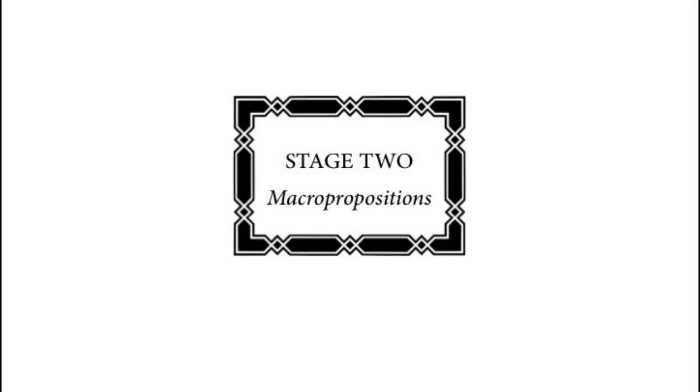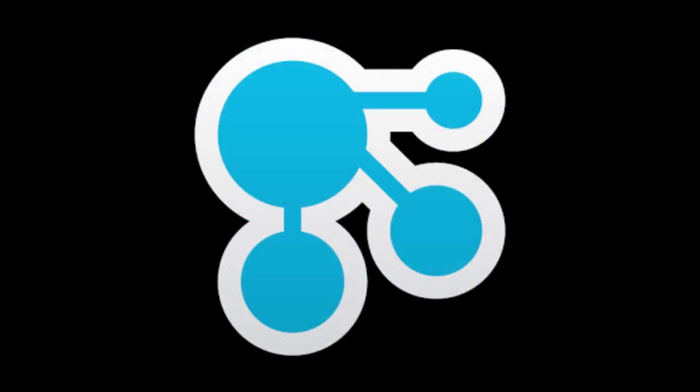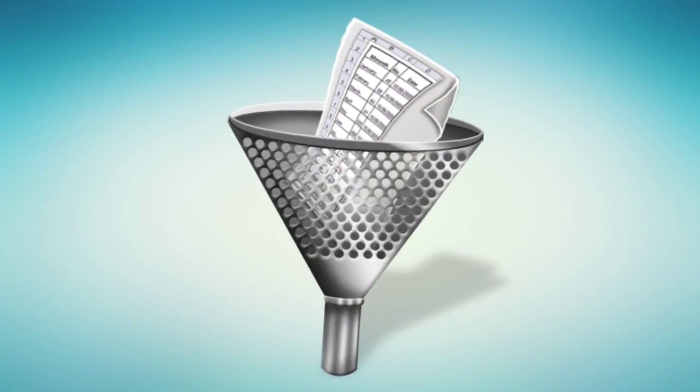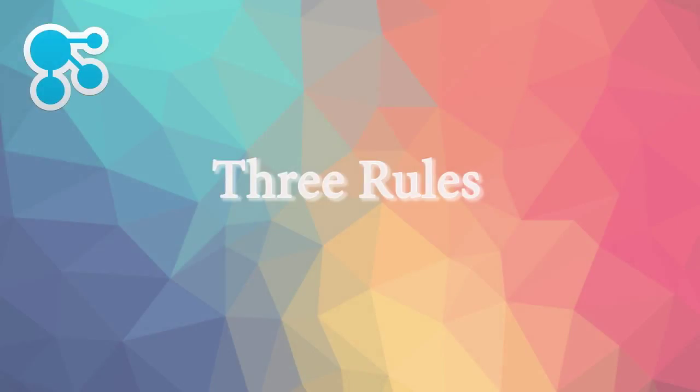Stage 2, macro-propositions. The micro-proposition structure, made of propositions directly from the discourse and prior knowledge, is then transformed into a macro-proposition structure. This is the gist of the discourse, as Kintsch calls it. During this integration, inappropriate inferences and elaborations are filtered out. This is done by 3 rules.